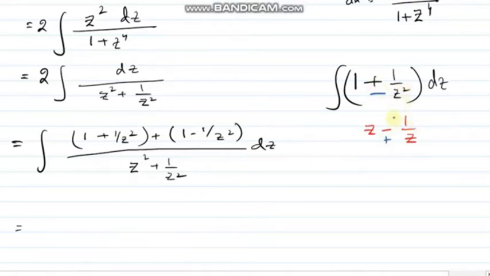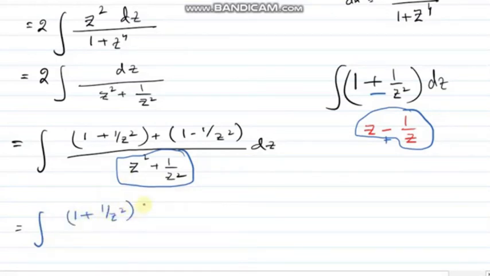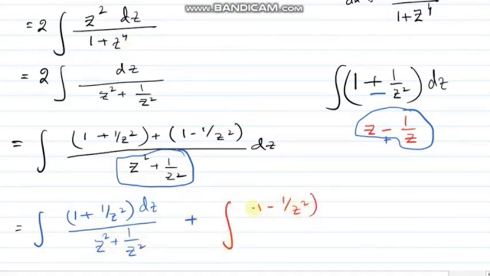Now can you see any link? Can you write this thing in this term? In class 9-10 you have done a square plus b square formula, which is equal to a plus b whole square minus 2ab, or a minus b whole square plus 2ab, right? You have recalled this? So I will write it as 1 plus 1 by z square, dz divided by z square plus 1 divided by z square. This is one part. And my second part is 1 minus 1 divided by z square into dz divided by z square plus 1 by z square.